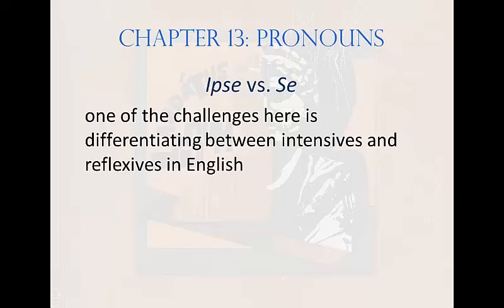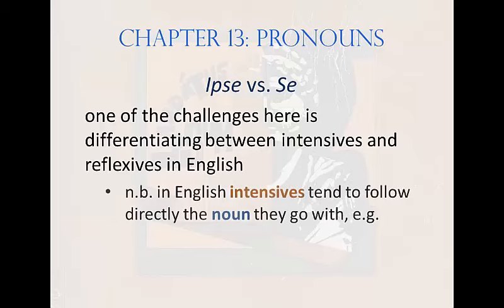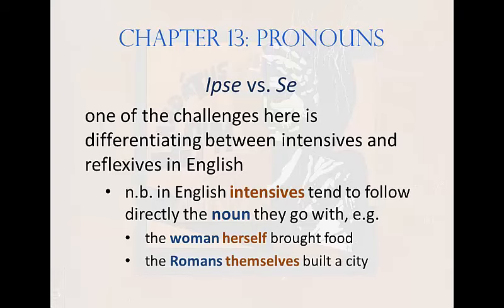But there's another pattern that can help you as well. In English, intensives tend to follow directly the word they go with. So, for example, the woman herself brought food, or the Romans themselves built a city. In both examples, the intensive forms herself and themselves denote that the woman and the Romans did these actions in person. Note also that in both sentences, the self form follows directly the noun it intensifies.